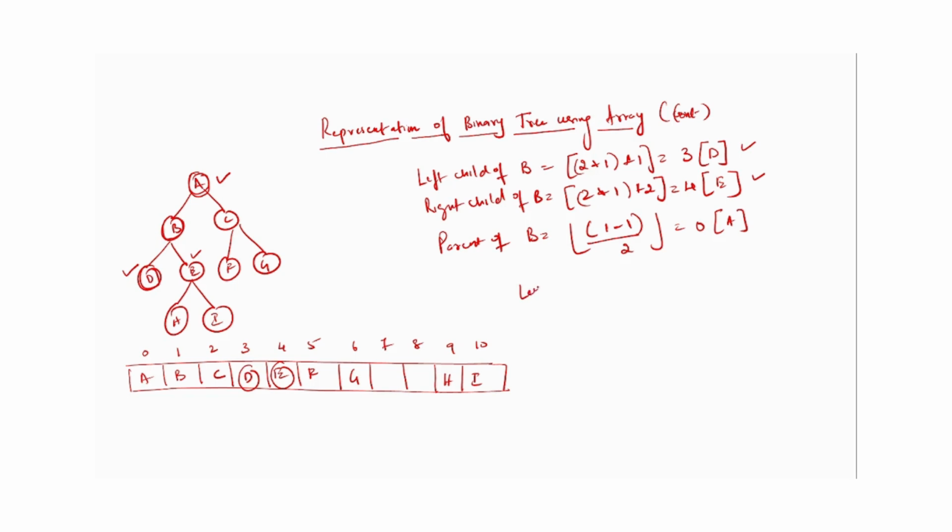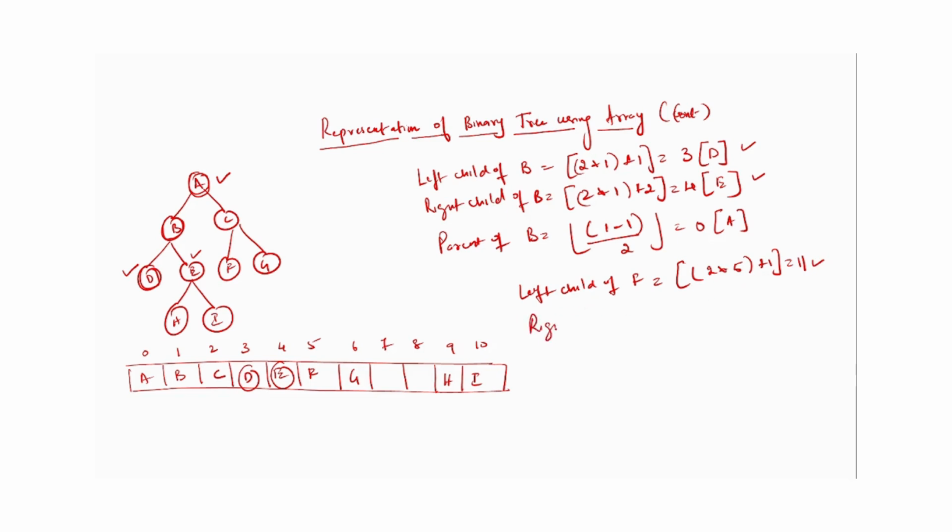What is the left child of F? We know the formula. Let us look at where F is. F is at index 5. So here I say 2 into 5 plus 1, that is nothing but 11. So where is 11 here? There is no node or there is no element at 11. As we can see in the tree as well, there is no left child of F. Therefore this is also right, right? So there is no element at 11.